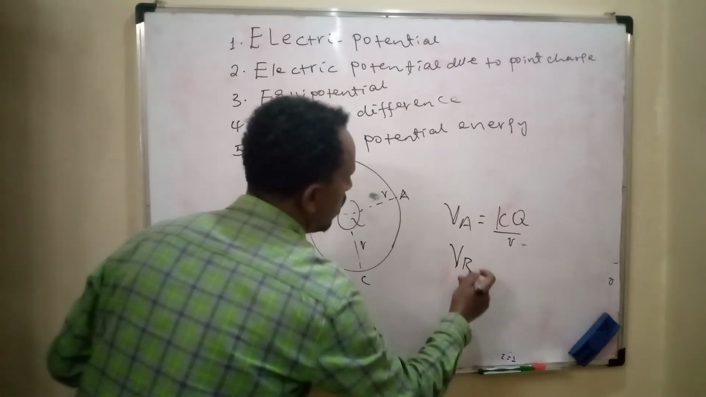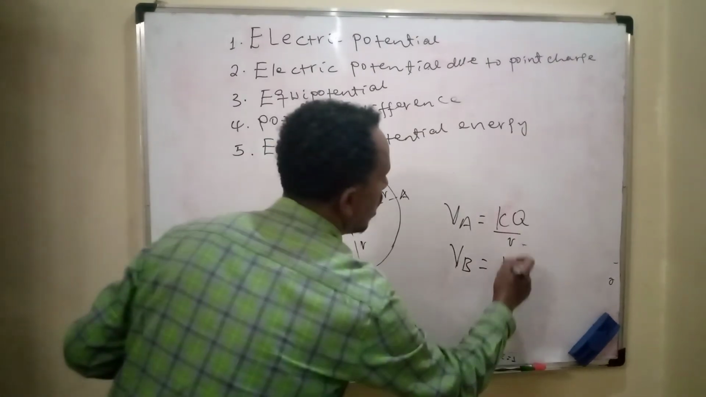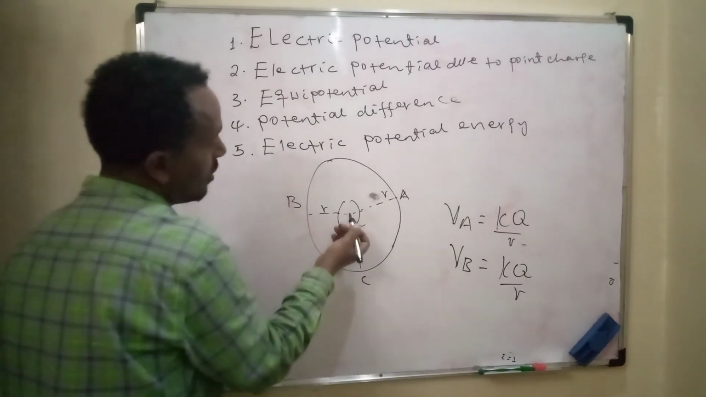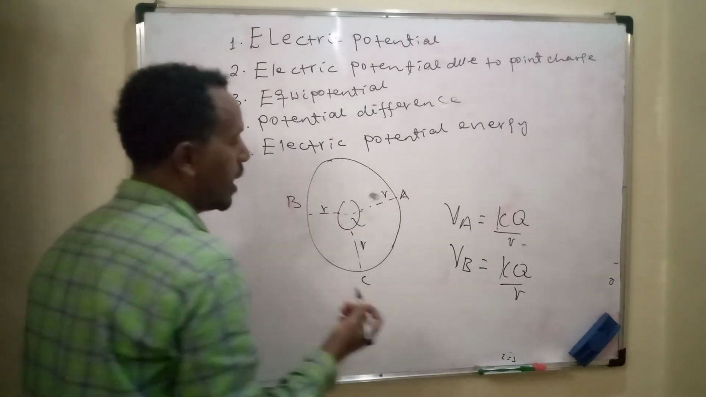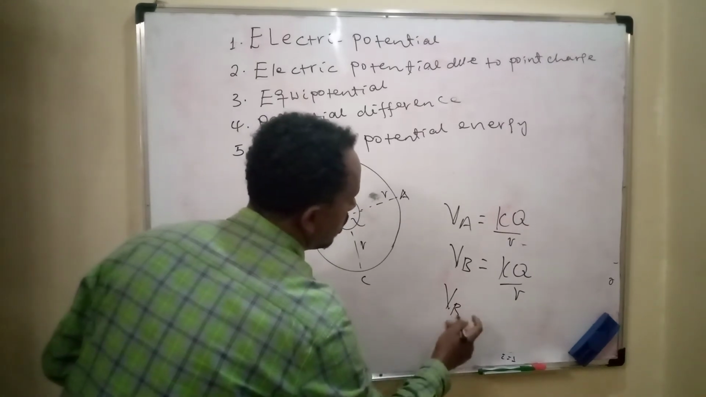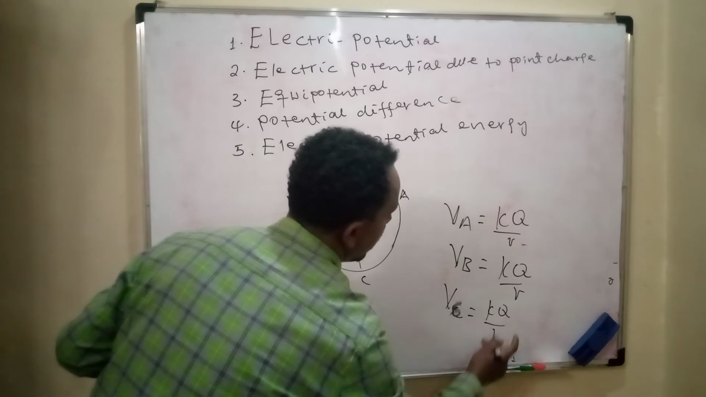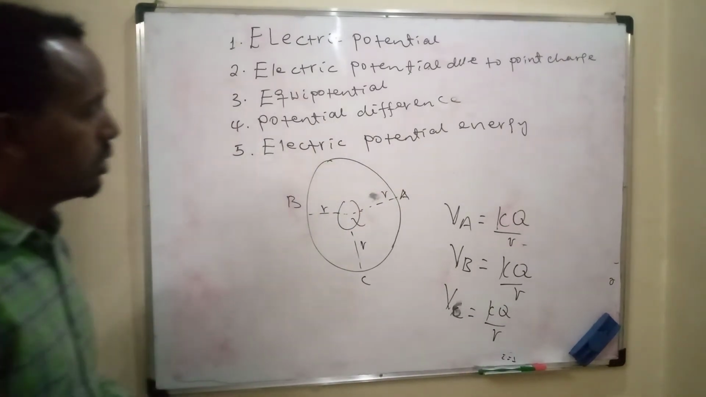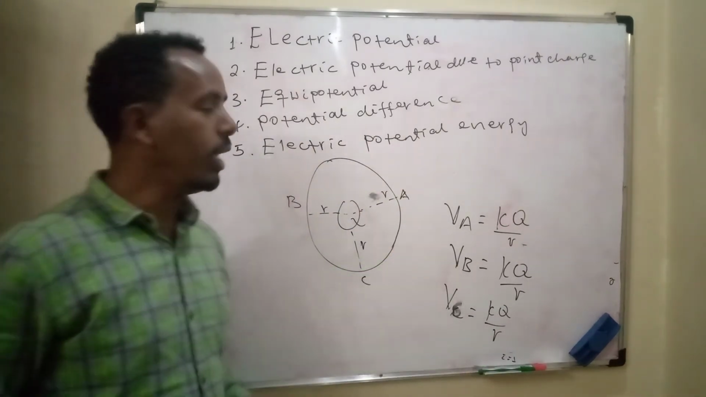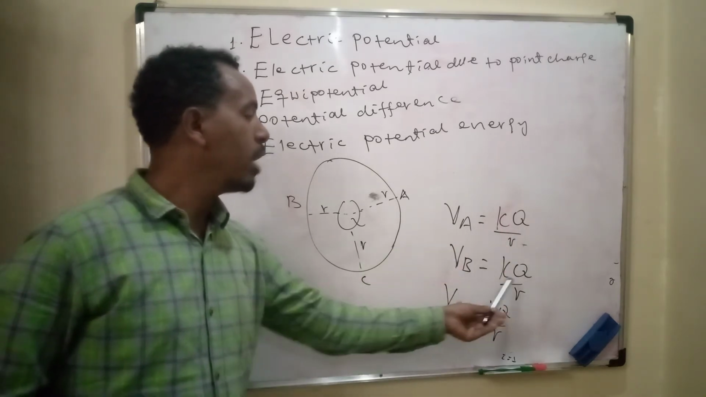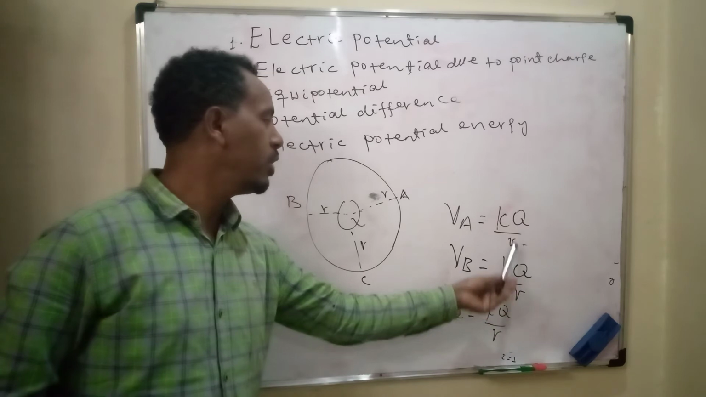Potential at point B from the charge is also equal to K times Q over R, the same charge and the same radius. Potential at point C is also equal to K times Q over R. Look, potential at point A is equal to this expression. Potential at point B is also the same expression.